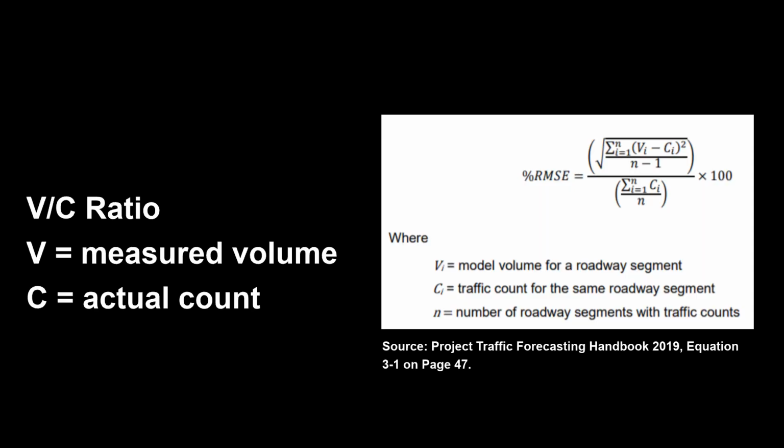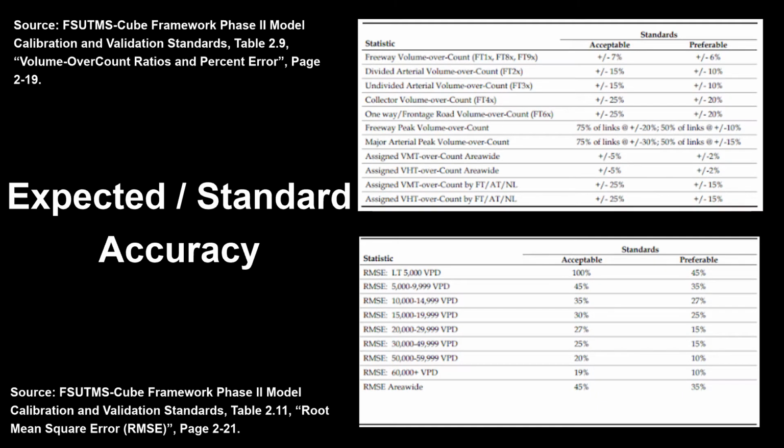Travel demand models are evaluated for accuracy using base year conditions and comparing the model's output to actual base year data. The two primary measures for quantifying difference between model volumes and real-world traffic counts are the volume over count ratio and the root mean square error. Here's a look at some tables that show acceptable accuracy using these evaluation methods.